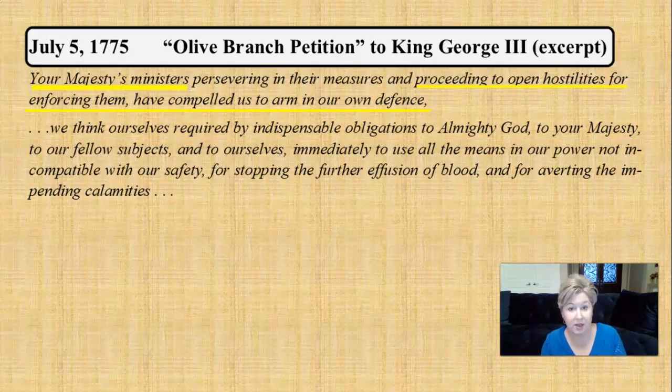Not only are they explaining it that way, but that's all that they're doing. They refuse to act on the offense because they want to be in line with Scripture. They want to be perfectly executing biblical resistance and none else. They say, we think ourselves required by indispensable obligations to Almighty God and to Your Majesty and to our fellow subjects and to ourselves, immediately to use all the means in our power that's not incompatible with our safety for stopping the further effusion of blood, and for averting impending calamities.